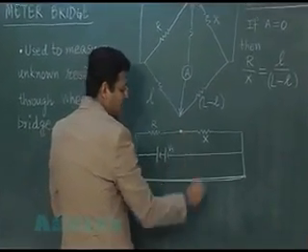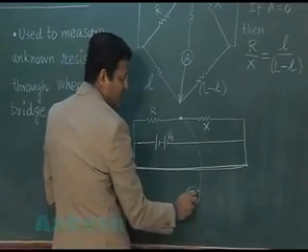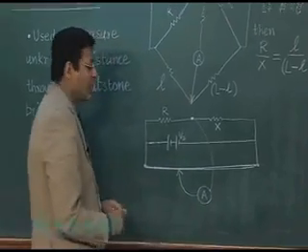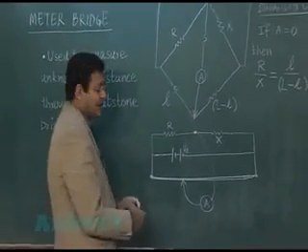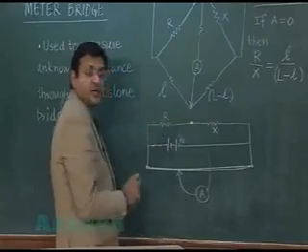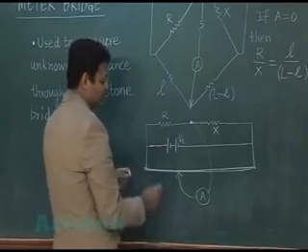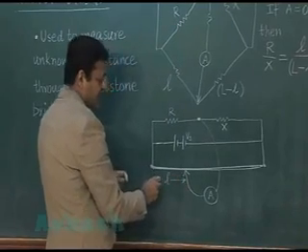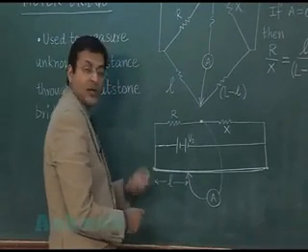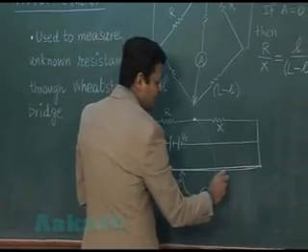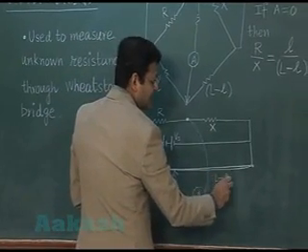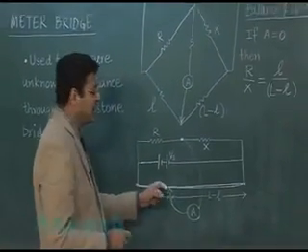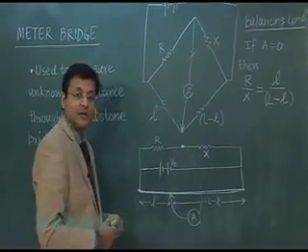From here you take the connection through an ammeter and try to obtain the balancing point. You try the balancing point after connecting the jockey from the point joining R and X. Let us suppose the balancing point is l. If you get the balancing point at small l, then you can clearly see the rest of the length is capital L minus small l.